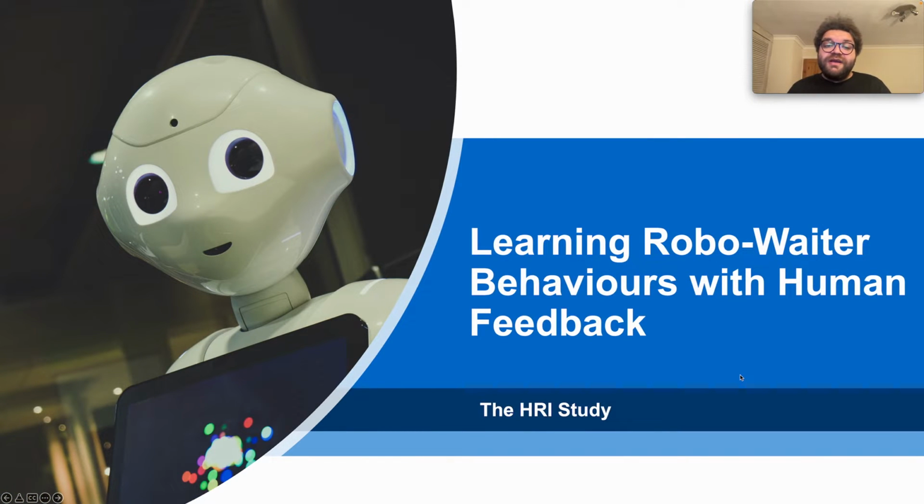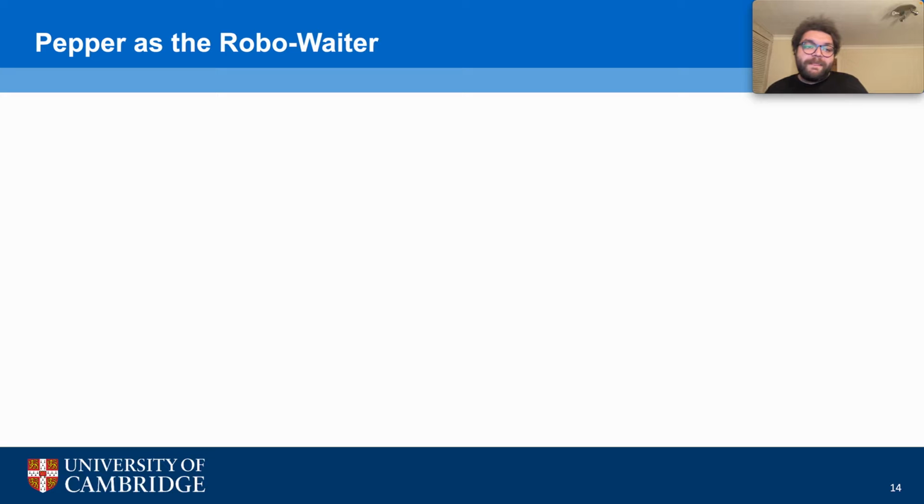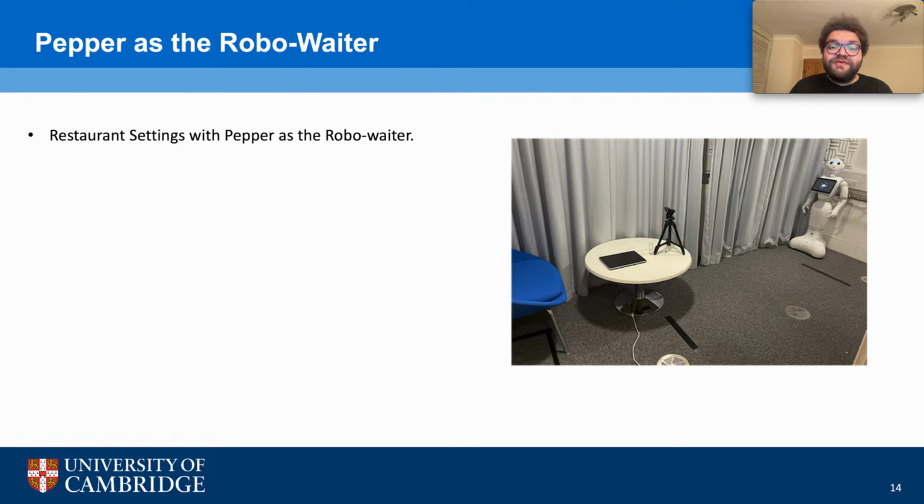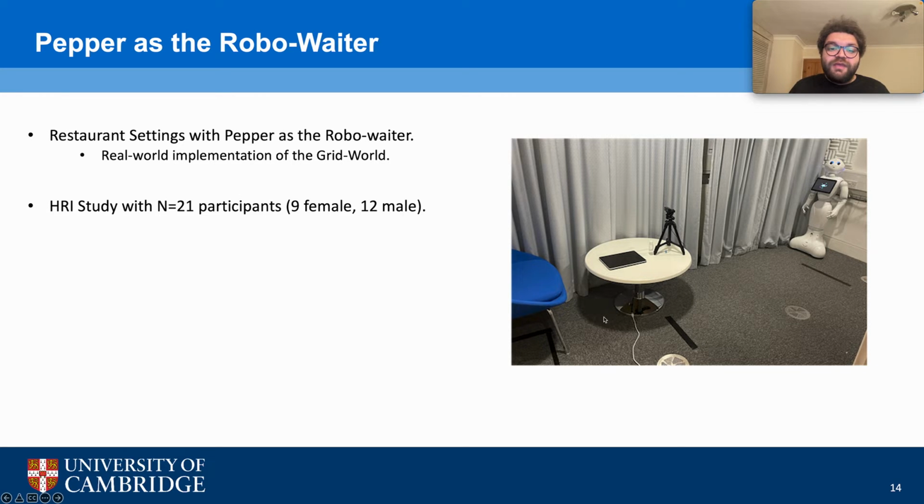To evaluate how we can learn and adapt behavior with human feedback, we conduct an HRI study with Pepper as a Robo-Waiter. The restaurant grid settings are realized with Pepper interacting with the customer sitting at the table. We recruited 21 participants to interact with Pepper across 4 different interactions or tasks.